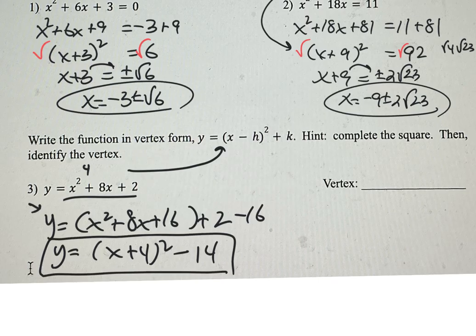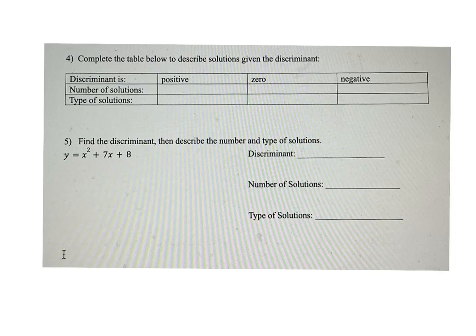Now, you do have to tell what the vertex is. The vertex is the opposite of what's inside and exactly what's outside. And there's 3. All right, number 4 and 5 are both discriminant problems.